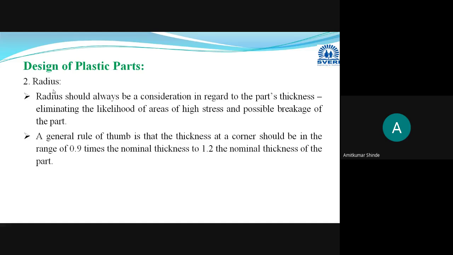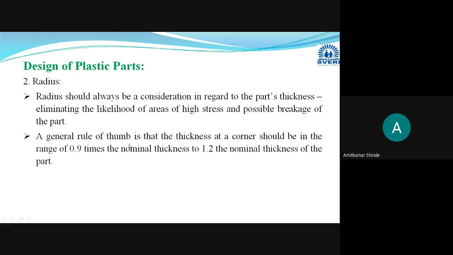Some basic thumb rules you have to follow in the design. Whichever minimum part thickness you have taken, depending on that minimum part thickness, this radius will be provided. Suppose you have provided some thickness, and according to that thickness only you have to provide the radius. One thumb rule is that the radius should be 0.9 times the thickness, and at maximum you can take up to 1.2 times the thickness. This is the thumb rule.